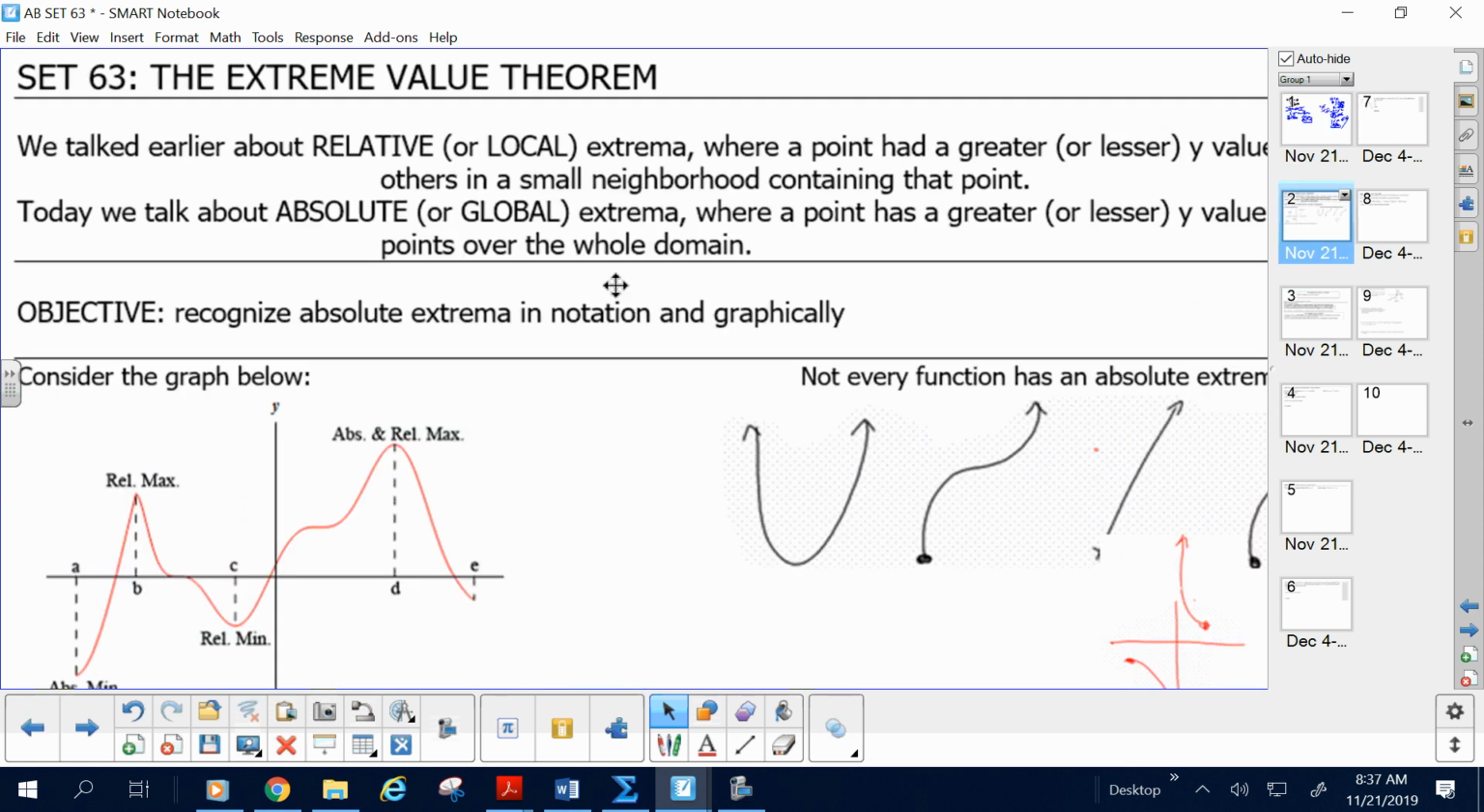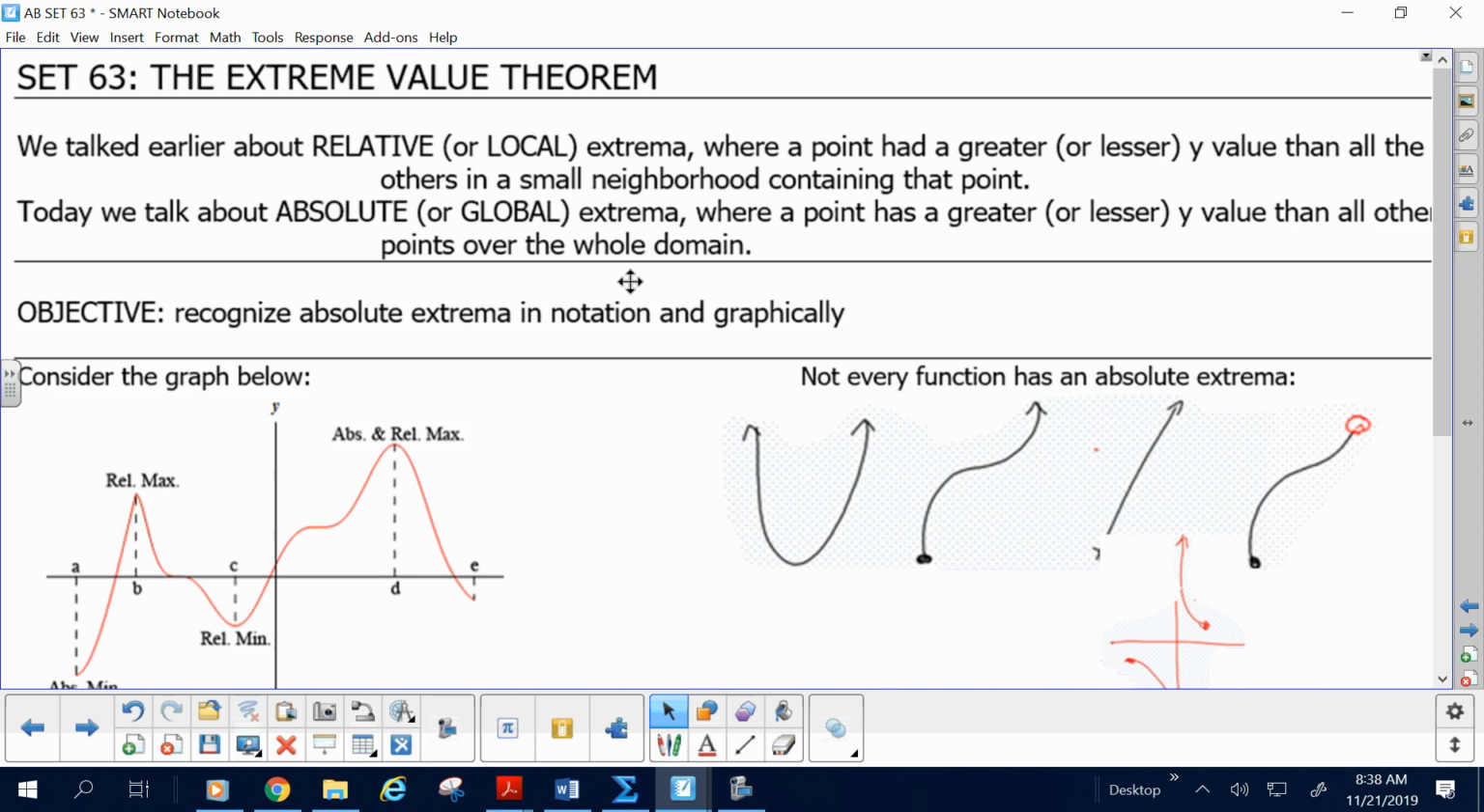Okay, so it's extrema again. And you might think, God, I've been doing extrema all year. That's not new. And to some degree, you're right. You have been doing relative or local extrema all year. What you haven't been doing is absolute extrema. So let's talk about the review.